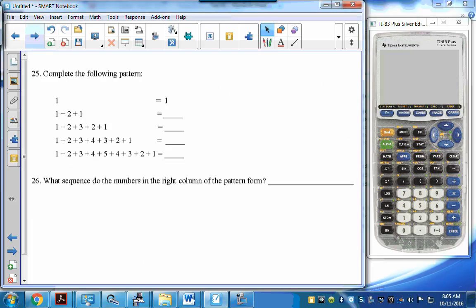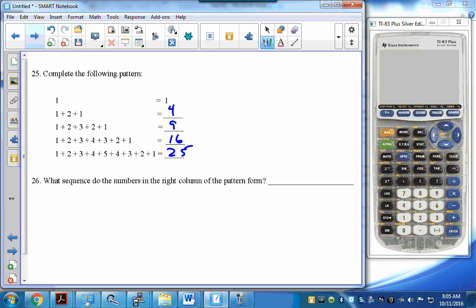Okay. Complete the following pattern. So here we're just adding the numbers up. This adds up to 4. This adds up to, let's see, 3, 6, 7, 8, 9. So we're adding up. There's 3, 6, 10, 16. Oh, wow, these look like they're squares. 1, 2, 3, 4, 5, 4, 3, 2, 1, 25.